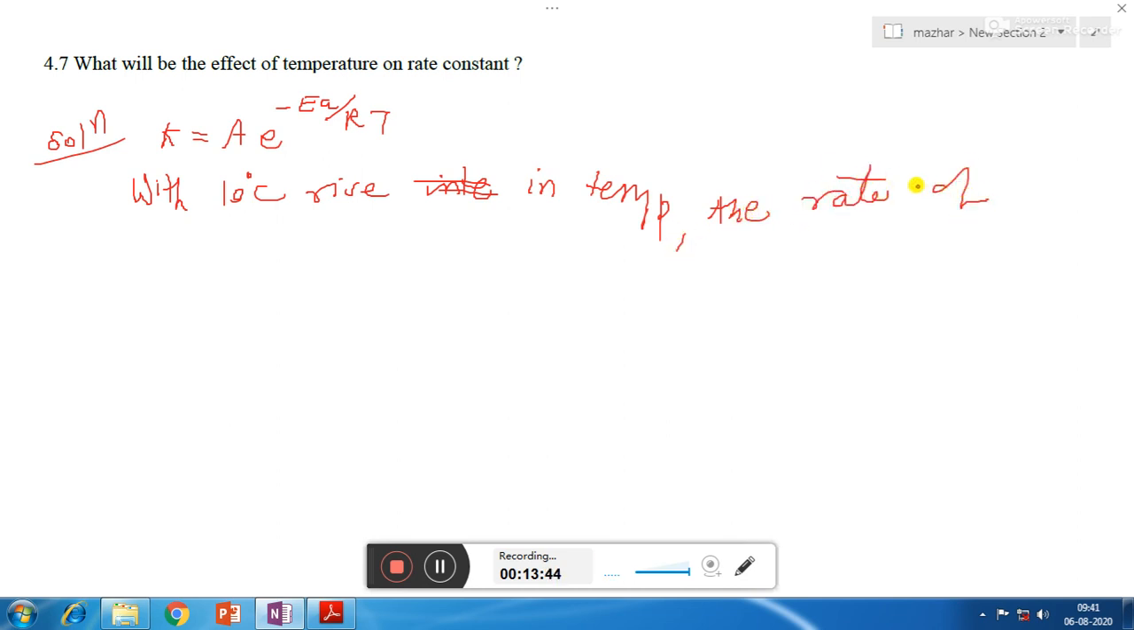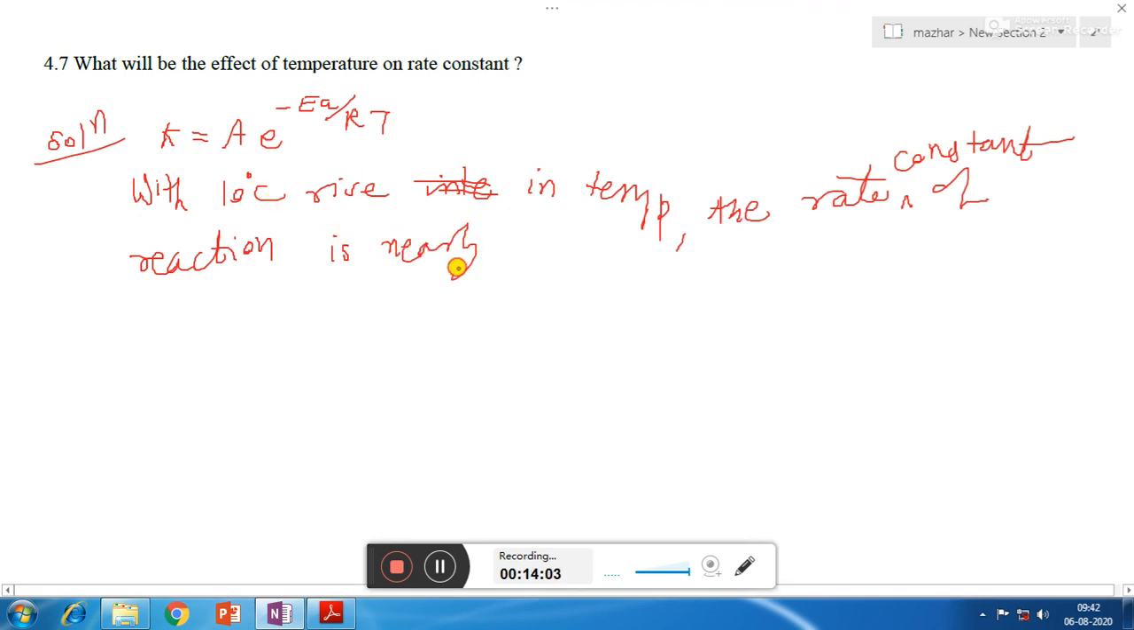The rate of reaction, or we can say the rate constant of reaction, is nearly doubled. So on the basis of the Arrhenius equation, we can say that with 10 degrees Celsius or 10 Kelvin rise in temperature, the rate constant of reaction becomes nearly doubled.